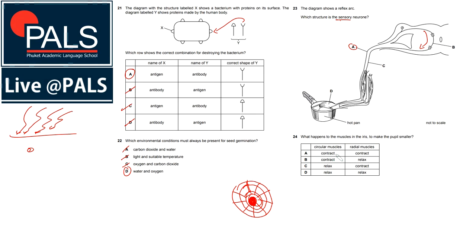So that means that to make the pupil smaller, all of this has to move inside. That means our ring muscles, our circular muscles, contract, and the radial muscles relax. B.